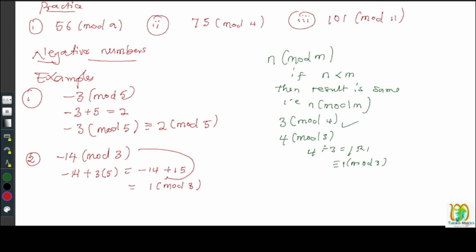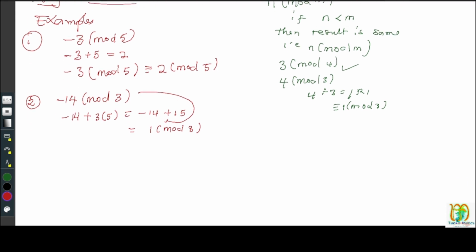So that's how to deal with negative numbers. All right, next we're looking at addition and subtraction of modular arithmetic.